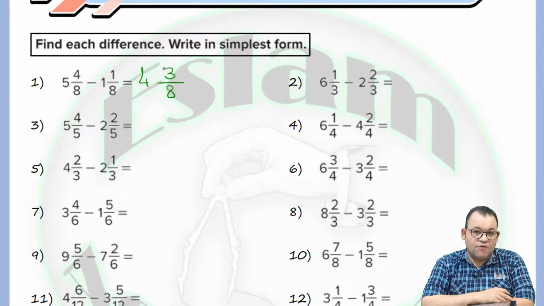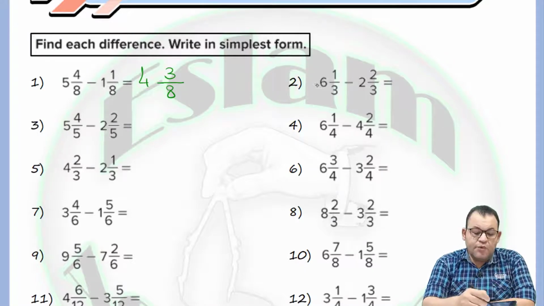So again, how do we solve it? Number 1, you need to make sure that the two fractions have the same denominator. Number 2, check that the first fraction is greater than the second one. Once you check, it means now you can subtract. So 5 minus 1 equals 4, and 4 minus 1 will equal 3. And write the denominator without any change.